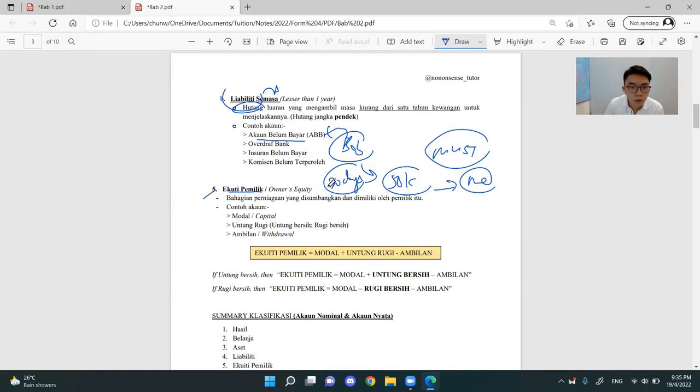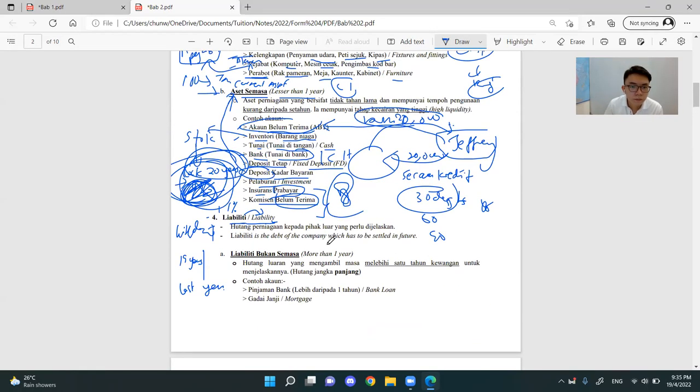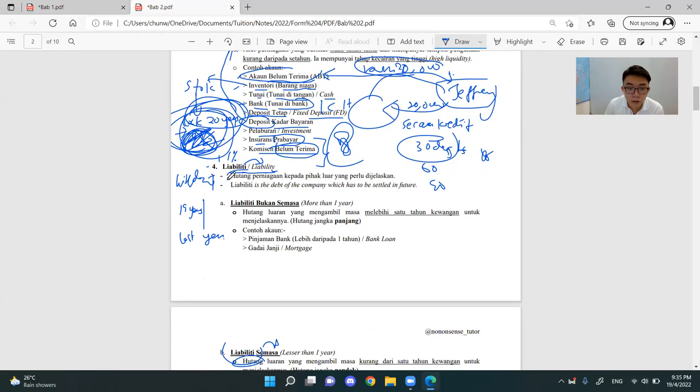Oh no, so many words. Okay, almost. And liability ialah satu hutang. So you just need to know that liability is a hutang. And in English, I put it: liability is a debt of the company which has to be settled in future. Alright? You know, that means hutang. So when you say a hutang, maksudnya, you must bayar balik someday. Maybe 10 years later, 5 years later, or tomorrow.